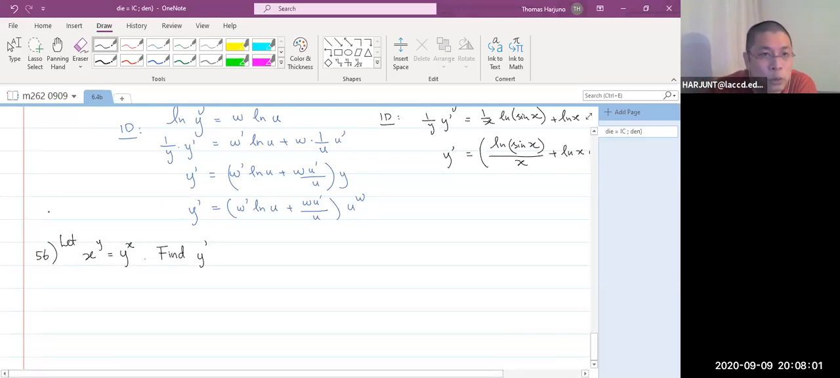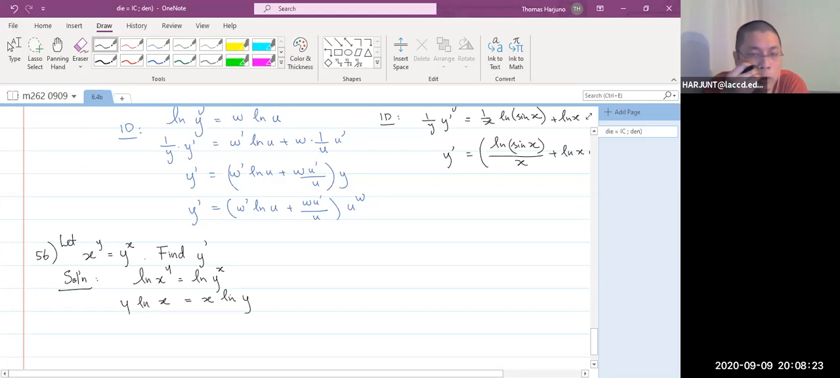Okay, so what I think I will do is I apply natural log to both sides, right? Natural log of x to the y equals natural log of y to the x. That brings us y natural log of x equals x natural log of y. Now, don't try to solve for y. No. Remember that implicit differentiation is there to help us find the derivative of that equation without the need of isolating the y first. Okay, so we can just go ahead doing implicit differentiation here.